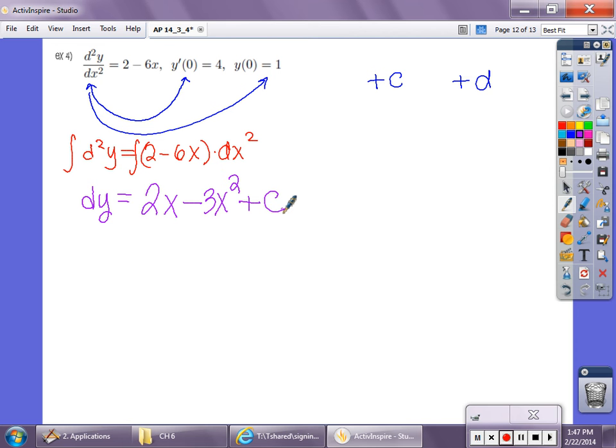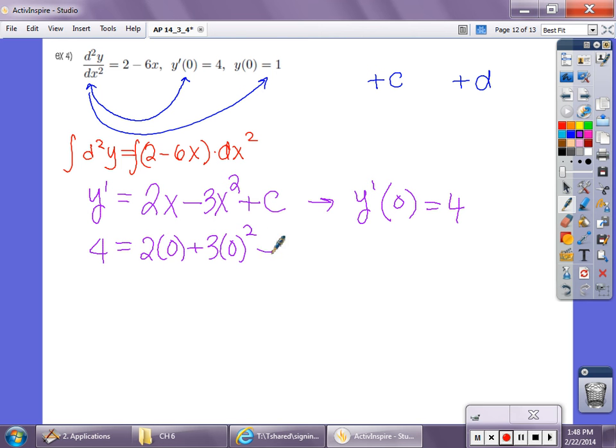So we're going to use the point y prime of 0 is equal to 4. If this is confusing, you can even rewrite this as y prime. So my y prime value is 4. My x value is 0. So I know my c value is 4.